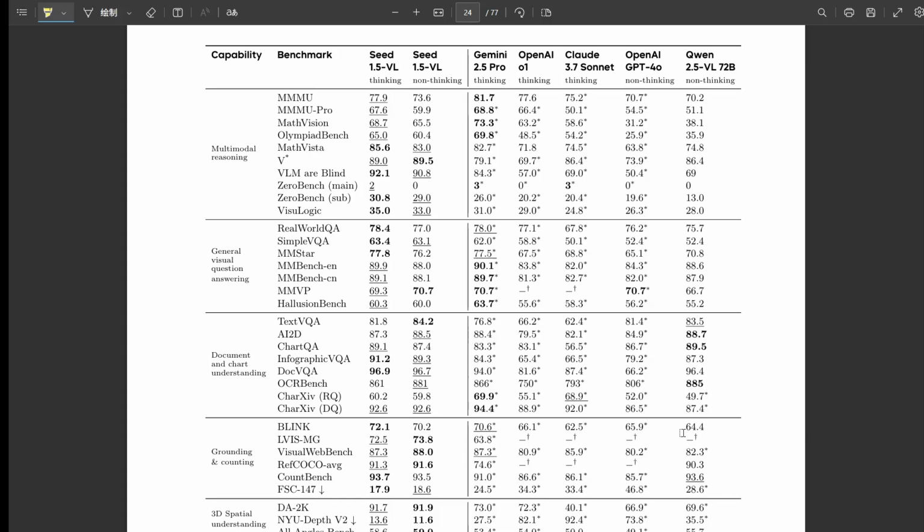Right. On their internal evaluations, Seed 1.5-VL actually outperformed models like Llama 4 Maverick. And to your point about integrated out-of-distribution capabilities, the paper includes some fascinating qualitative examples that really showcase its strengths. Tell us more about those.